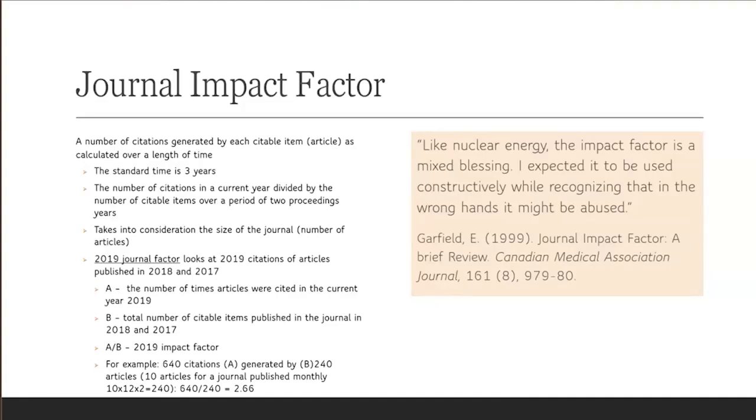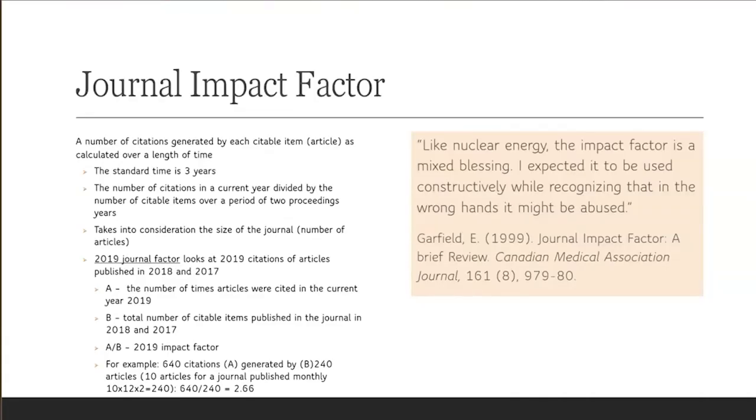So I'm going to read through this because that helps me get my head around it. But for the journal impact factor, it's the number of citations generated by each citable item or article, calculated over a length of time. Typically the time is 3 years. So the number of citations in a current year, so 2019, divided by the number of articles over a period of 2 preceding years. There's a typo in that, I apologize. It takes into consideration the size of the journal, so the number of articles that journal publishes every year.